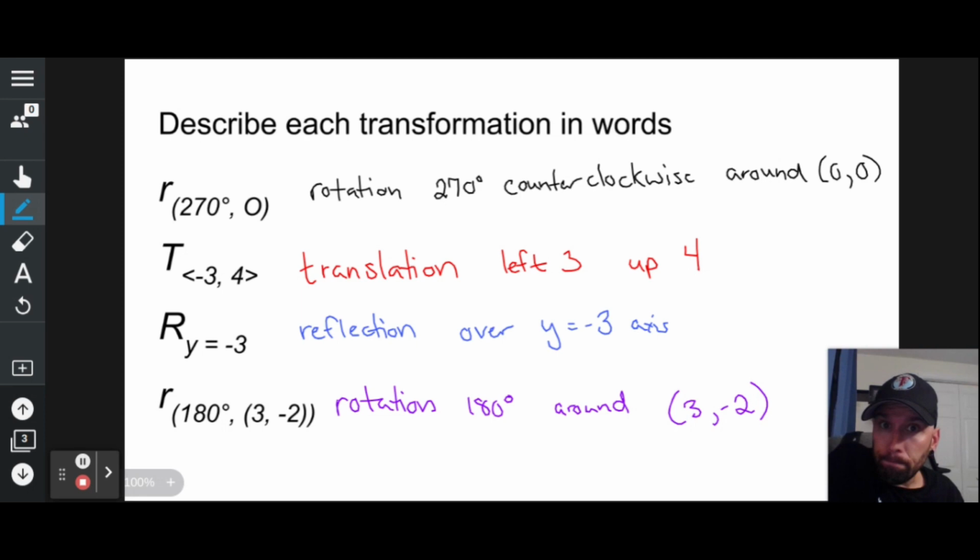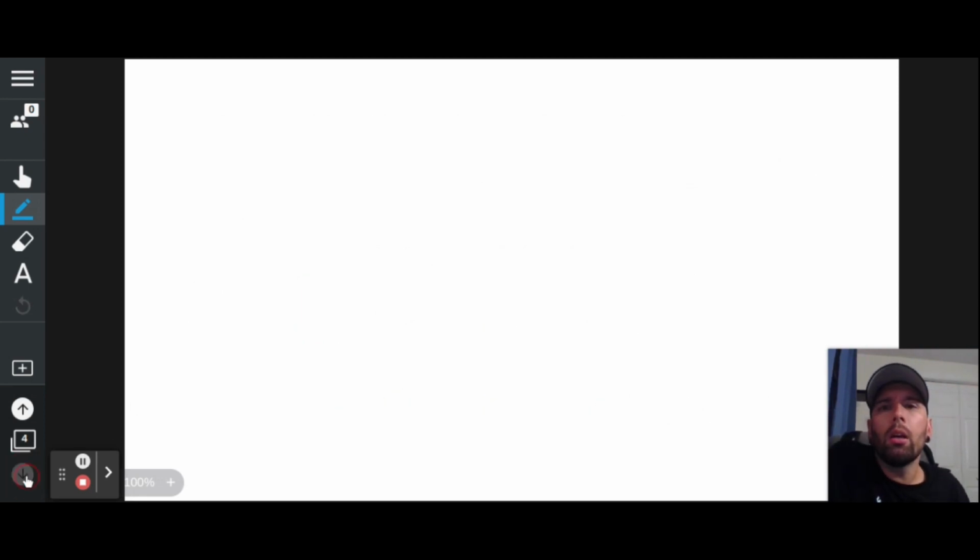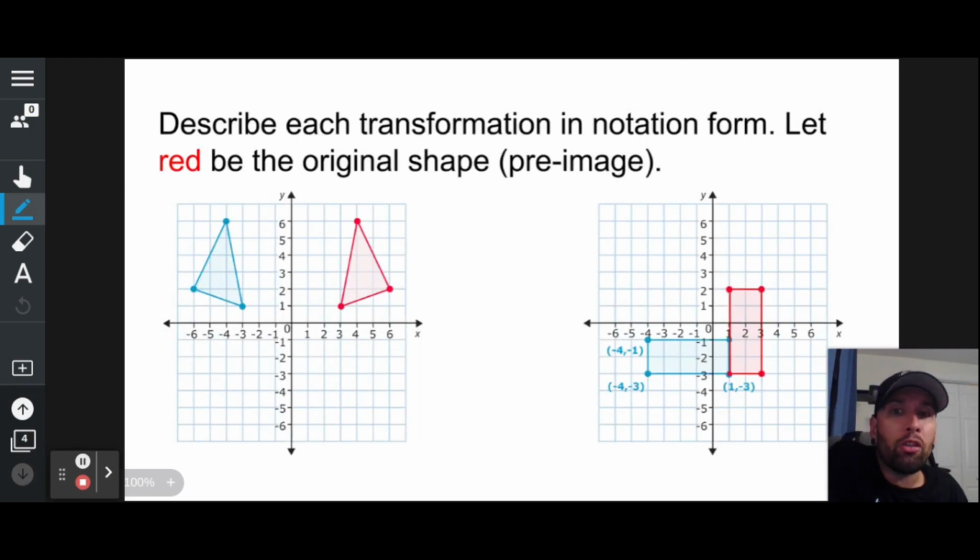Okay? So let's take a look at two examples. We'll answer them using this new notation that we're aware of, and we'll call it a day. Look at that. That means I'm almost done already. Describe each transformation in notation form. Let red be the original shape.